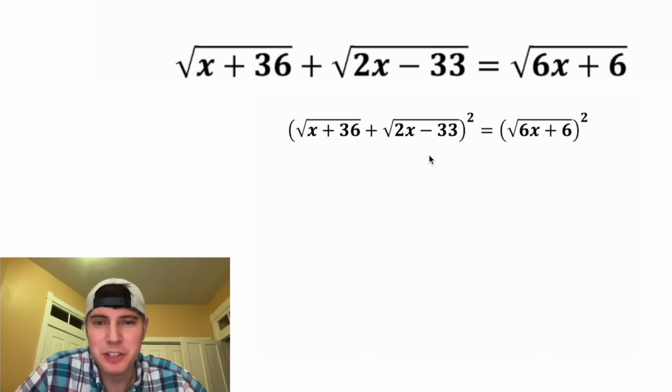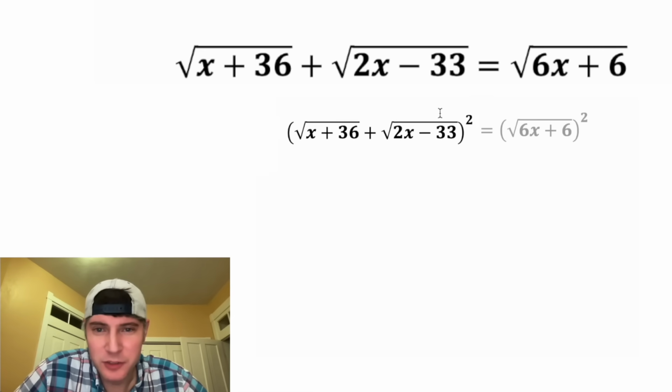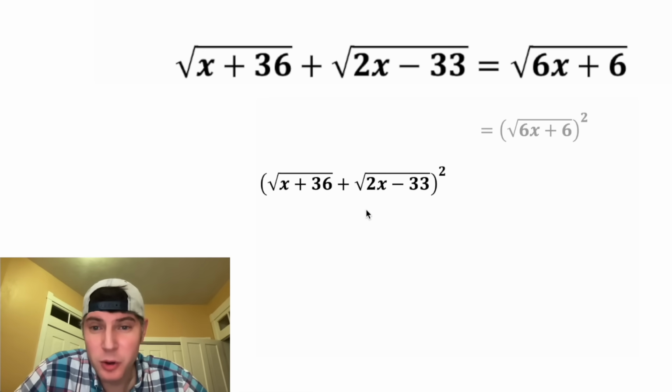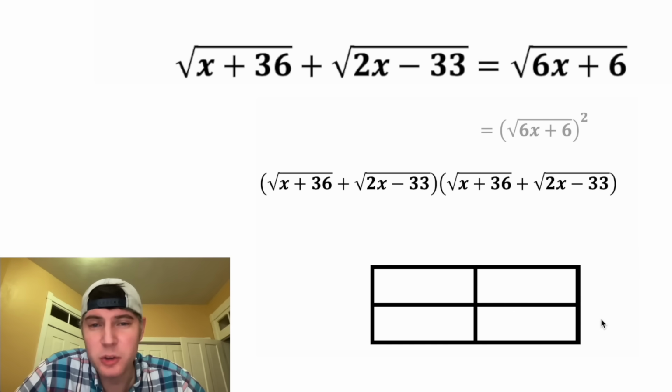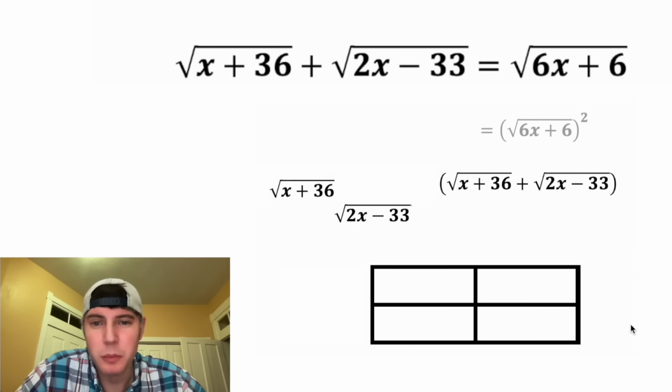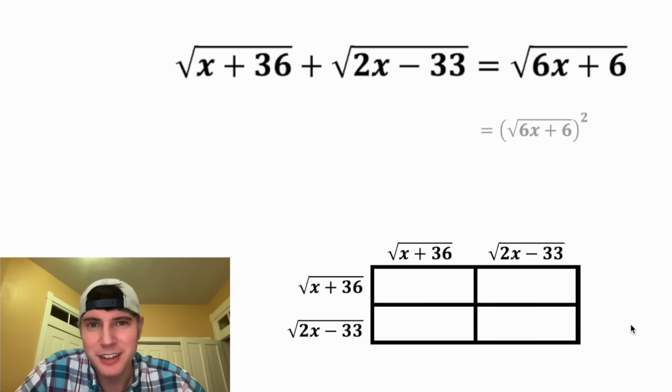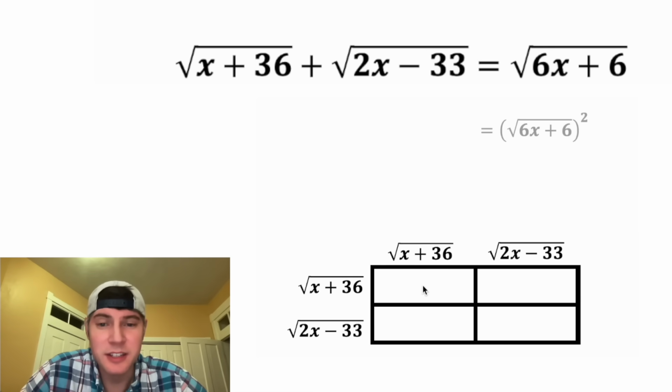For the first step, let's square both sides of the equation. Let's focus on this left side first. This whole thing squared means this whole thing multiplied by itself. Let's use one of these squares to keep things organized. We'll put this one down here and this one right here. Now when we multiply this times this, it's going to be the same thing as we would have had up here. Inside each of these boxes will be their corresponding base times height.